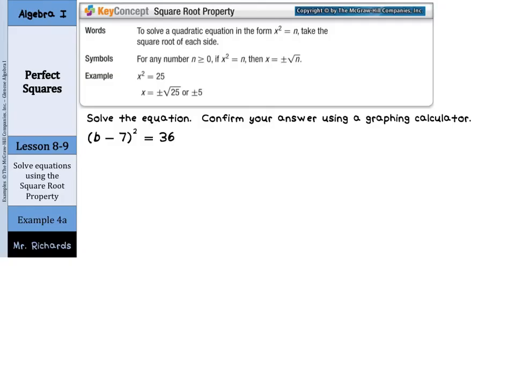Our square root property states that to solve a quadratic equation in the form of x squared equals n, take the square root of each side. Okay, let's do that. We'll have the quantity b minus 7 squared equals 36. I'm going to rewrite this here just to give myself a little more room. Now, what I can do here is take the square root of both sides.